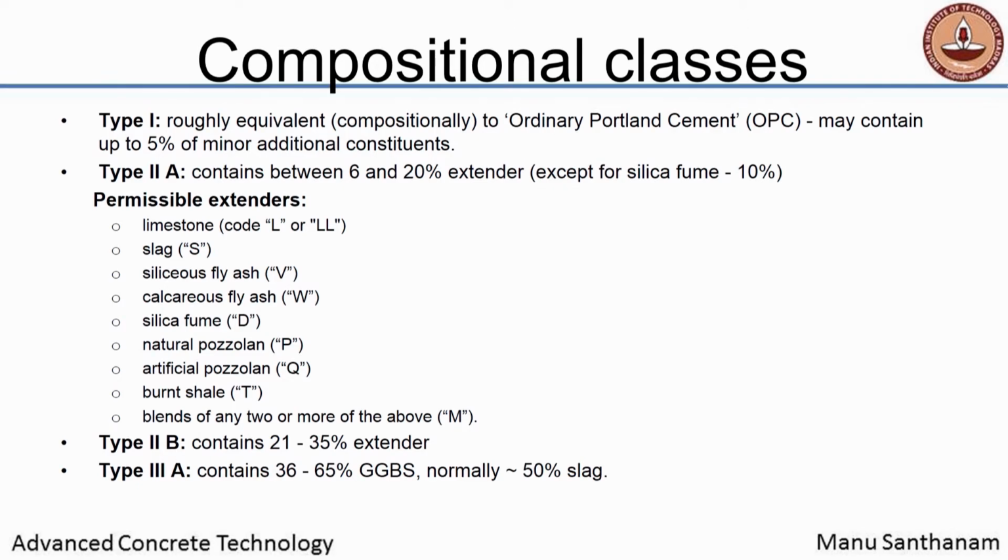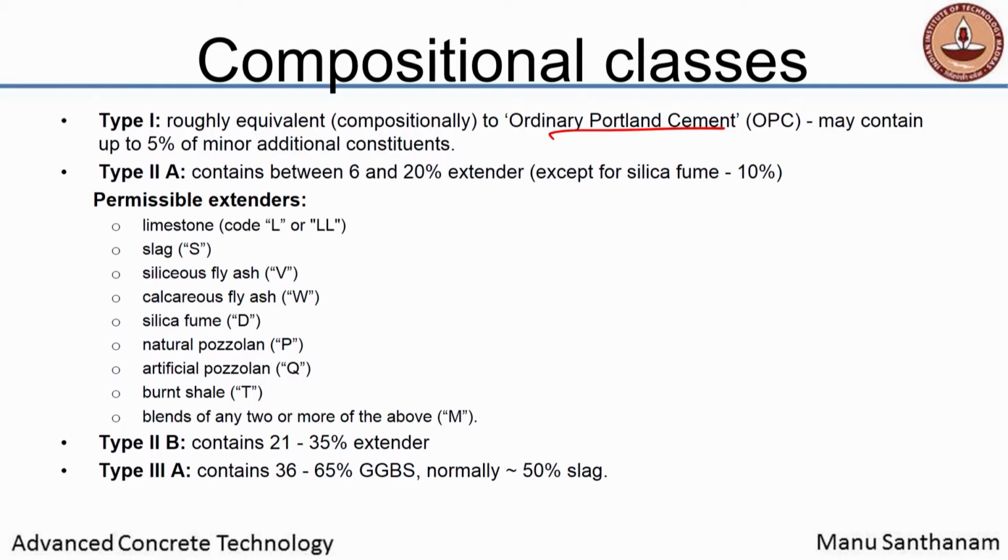So, type 1 or CEM 1 is roughly equivalent to ordinary Portland cement like we have in the Indian standards, OPC, and may contain up to 5% of minor additional constituents. In IS codes we call that performance improvers. As I told you before, we commonly add limestone or fly ash as performance improvers, up to 5% can be added. Okay. That is the same in CEM 1 also.